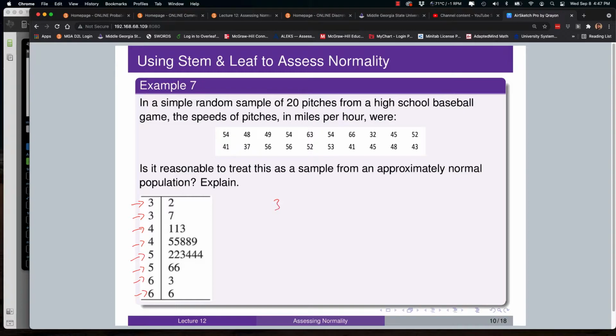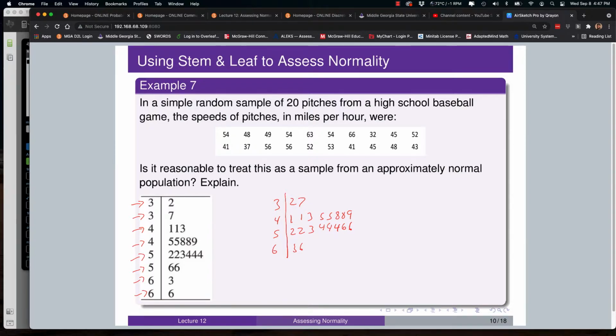Like you could have done 3, 4, 5, and 6 here, and then just listed your stems: 2, 7, 1, 1, 3, 5, 5, 8, 8, 9. The 5s have 2, 2, 3, 4, 4, 4, 6, 6, and the 6 has a 3 and a 6. Now that's pretty approximately normal, wouldn't you say, if you tilt your head?